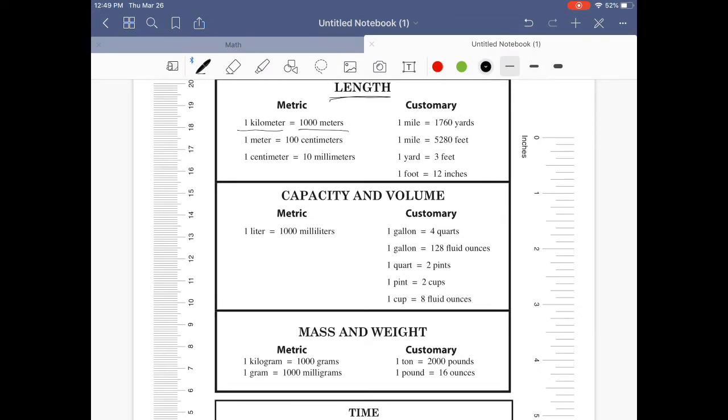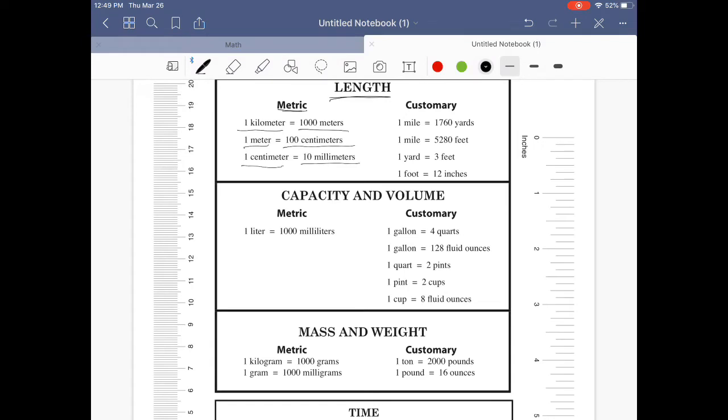You'll see that we have the metric and customary units of length. That's because everywhere else in the world, pretty much besides the United States, uses the metric system. But here in the United States, we do use the customary system. We'll expose ourselves to both during this lesson.